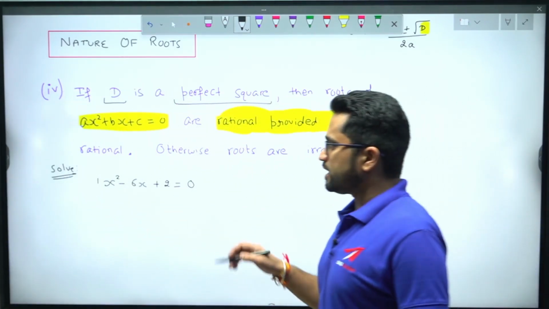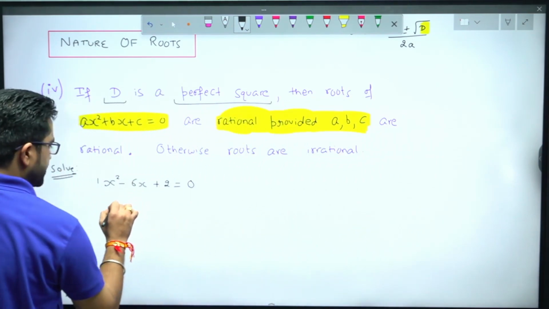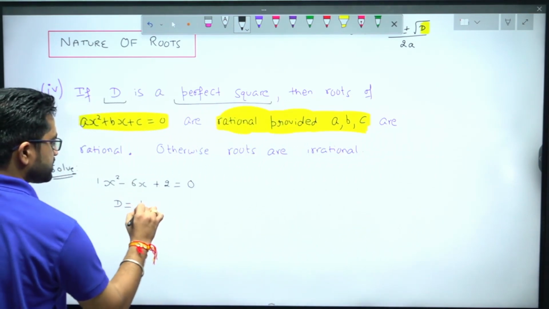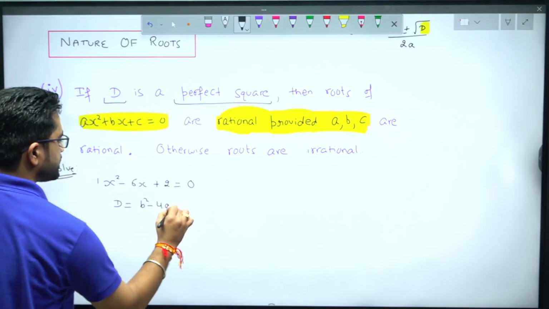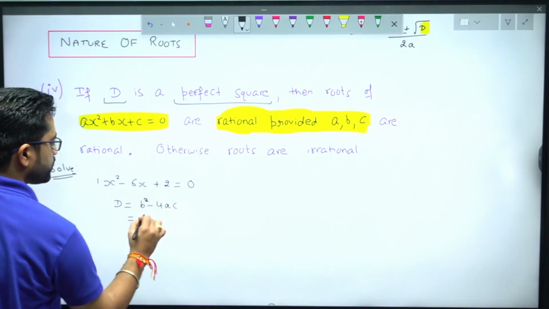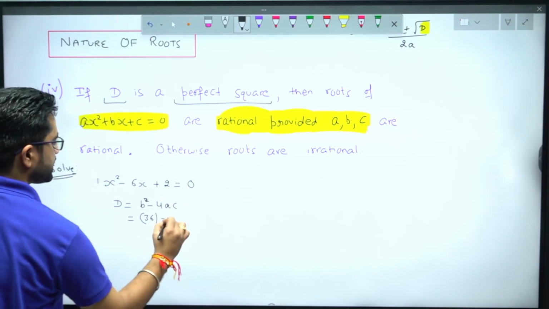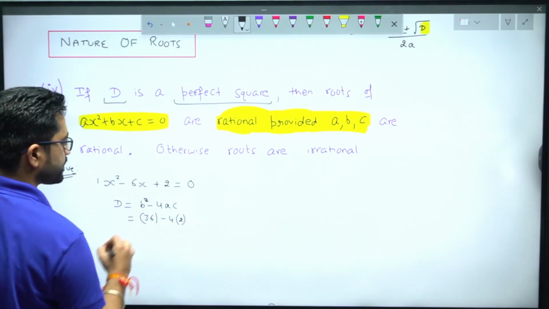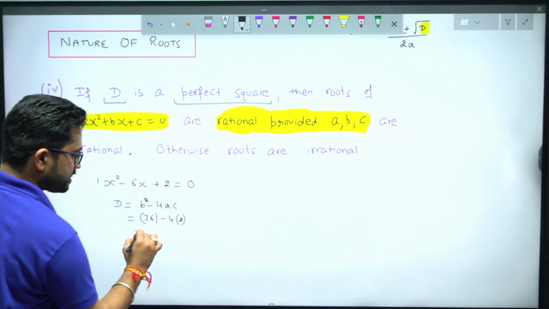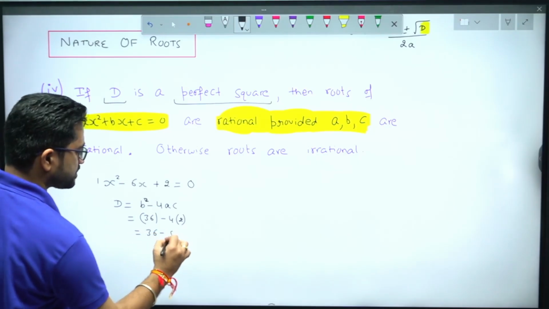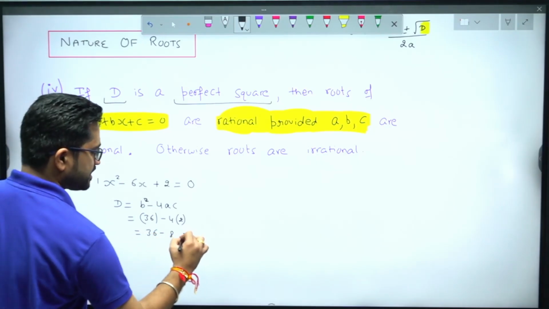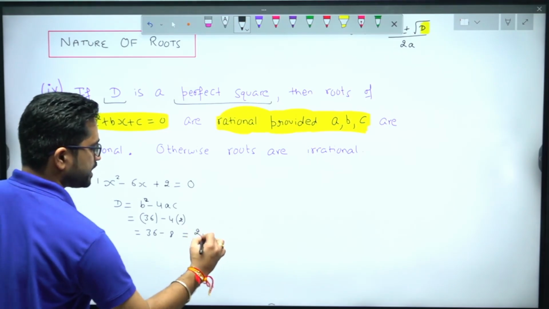Now, let's see what the discriminant of this particular quadratic equation is. Guys, the discriminant is b square minus 4ac. What is b square minus 4ac? That is 36 minus 4 into 2. So in this case, this comes out to be 36 minus 8. What is 36 minus 8? It comes out to be 28.